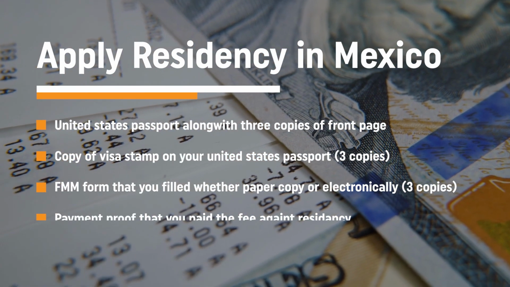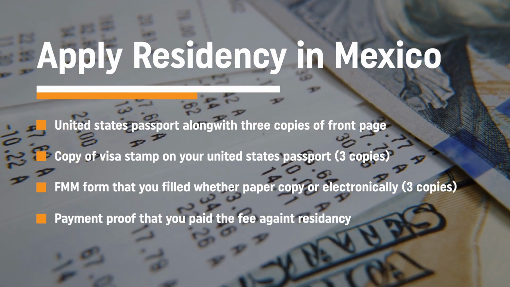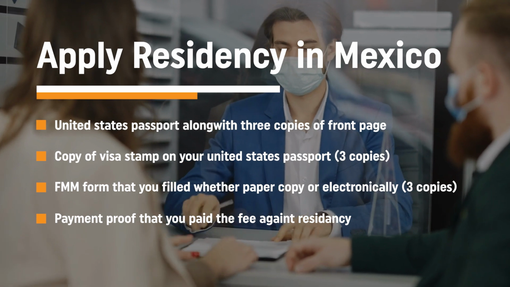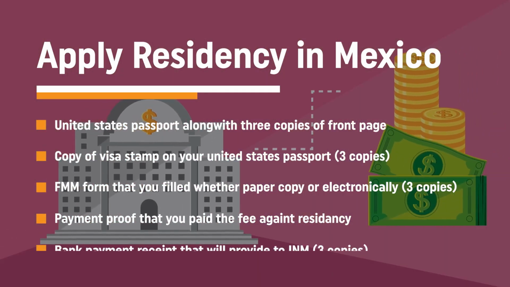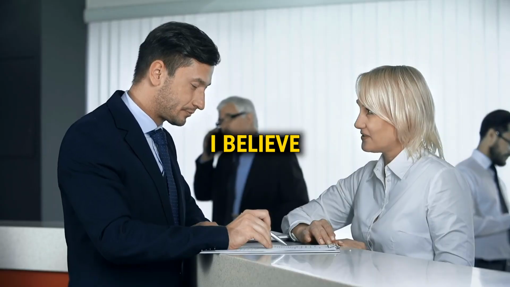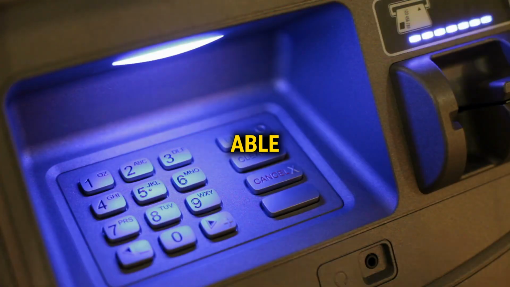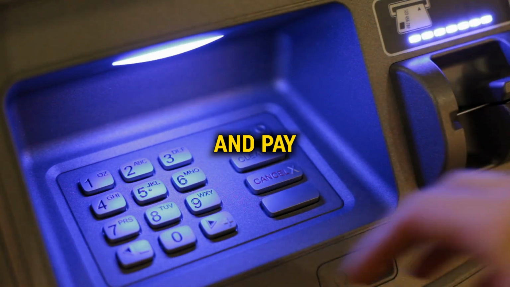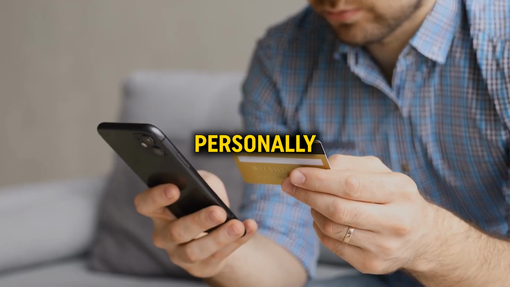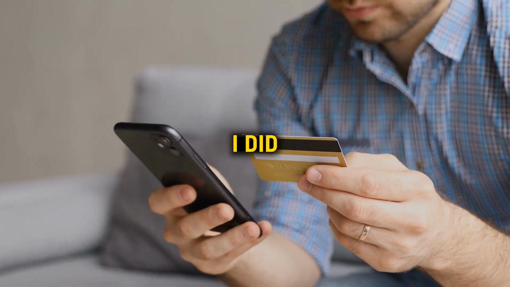Next will be proof of payment that you paid the fee to get your residency. Back when I did this, I actually had to go to the bank and pay for the residency there. The bank will then give you a copy of a payment receipt, and you should print 3 copies to take to INM. I believe nowadays, you are actually able to use a debit or credit card and pay for the fee directly in the office during the time of your visit. I would have loved to have this option back when I did the process.